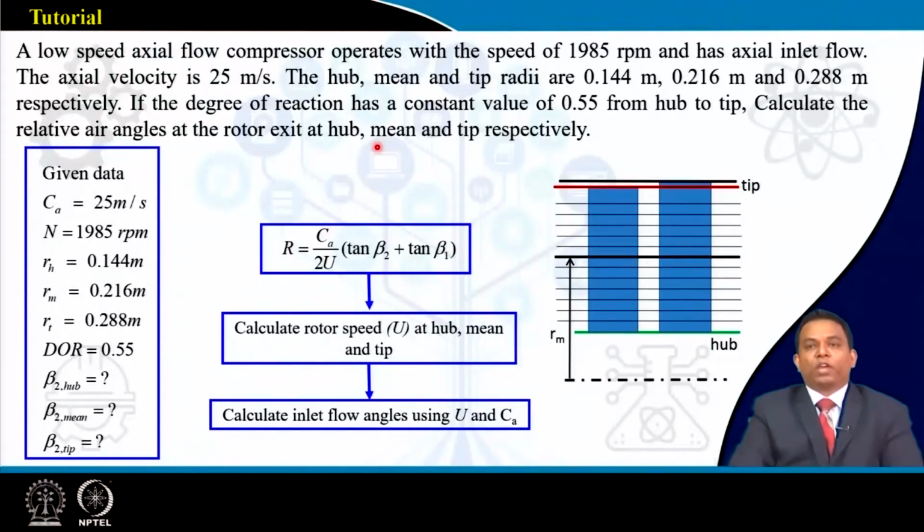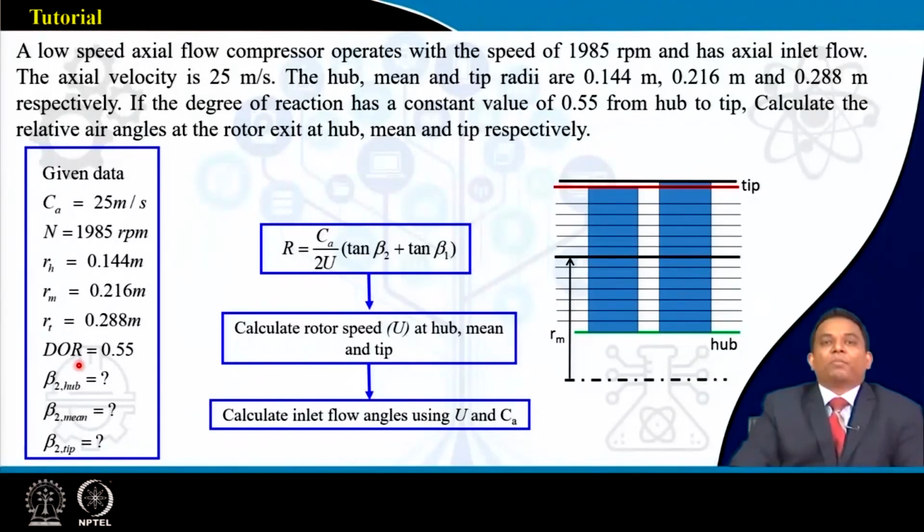Here, if you look at the data given to us, we know the rotational speed of our rotor. We have the axial velocity as 25 meter per second. We have three radii at different stations. We have the degree of reaction, considered constant, and that number is 0.55. In order to solve this numerical, we need a strategy. We know that to calculate the exit flow angle, we will use the equation for degree of reaction, which is Ca by 2u times (tan beta 2 plus tan beta 1).